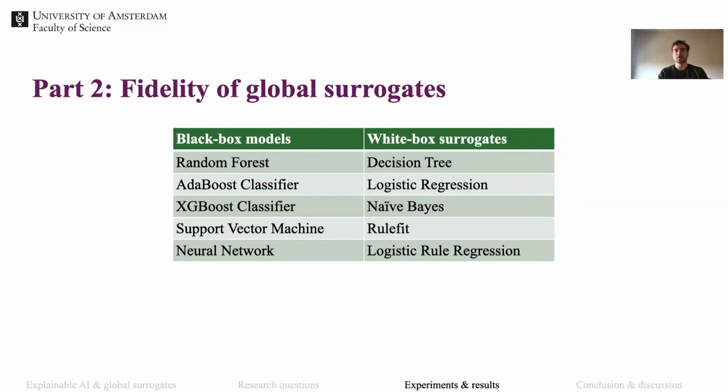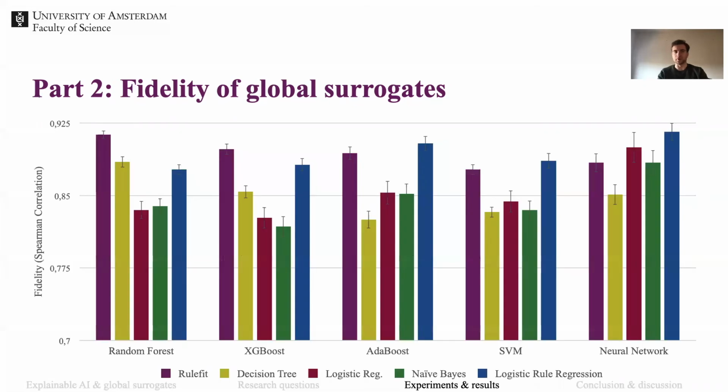For each combination of surrogate and black box, we measure the Spearman correlation on all 20 datasets that were used. From the results of this experiment, we produce this plot, where the average Spearman correlations of the surrogates are shown on the y-axis, all the 25 white box black box combinations are shown on the x-axis, and the error bars are for the 95% certainty interval.